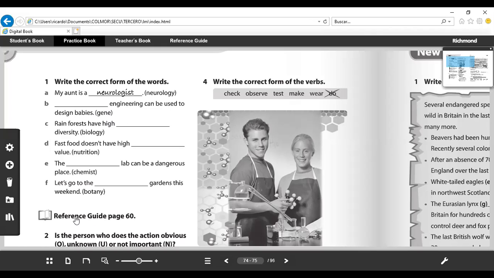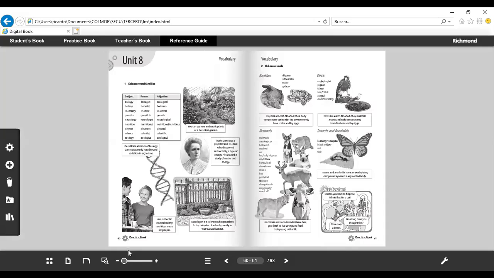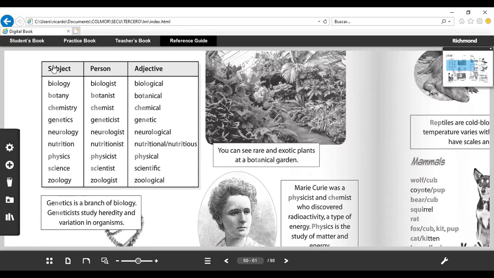Do you remember the words? If you don't remember the words, we're gonna go to the reference guide on page 60, okay? Now let's wait for my computer to open your reference guide. Here we go. Remember this activity? If it is a subject, we have this column. If it is a person, right here. If it is an adjective, we have it right here. So let's take a look at the words really quick so we can go back and continue working with your practice book.